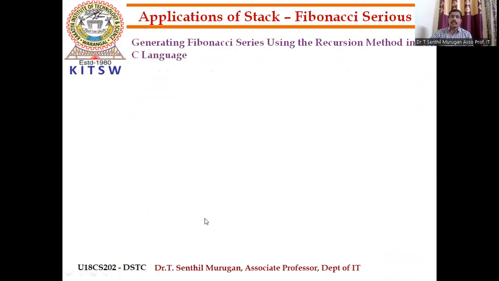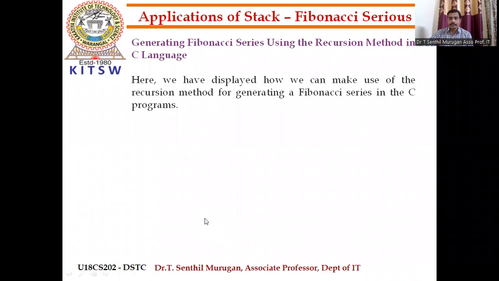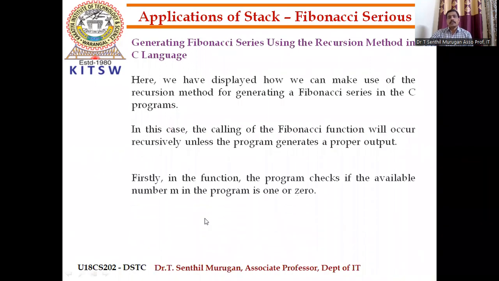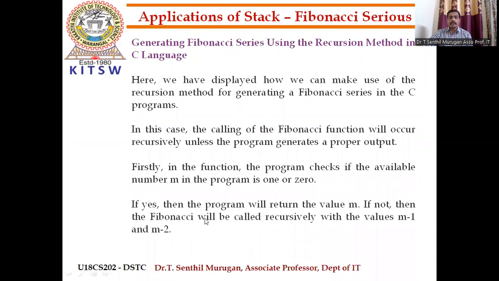If we know the concept, we can write the function easily. The function we have to write is performed with a recursive function. In this case, we call the Fibonacci function recursively until the program generates the proper output. First, in the function, the program checks whether the number m is 1 or 0. If the number is 0, it will simply print 0, and if it is 1, it will print 0 and 1. If the number is more than that, it will return the value again and again.